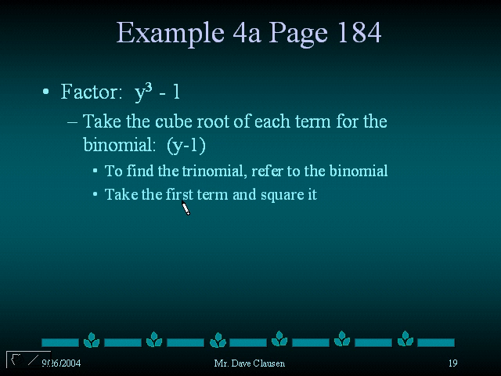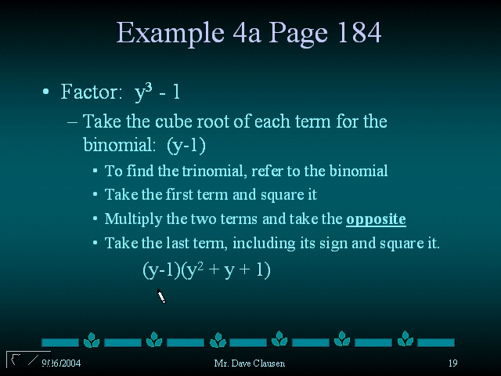To find the trinomial, we're going to take the binomial and refer to it and do a few things. So we're going to take the first term and square it. We're going to multiply those two numbers. So negative 1 times y is negative y. And take the opposite of the sign. And then we're going to take the last term, including its sign, and square it. So negative 1 times negative 1 is positive 1.